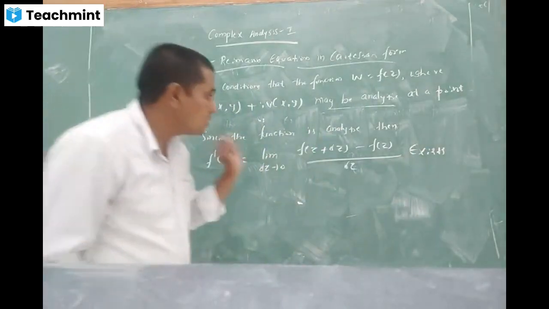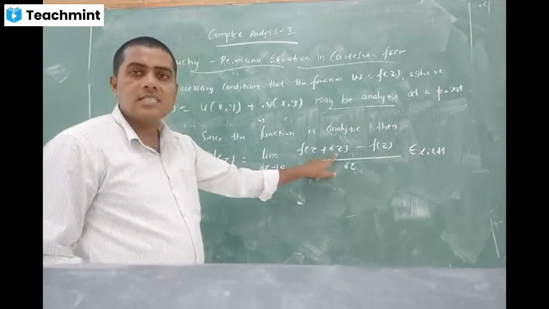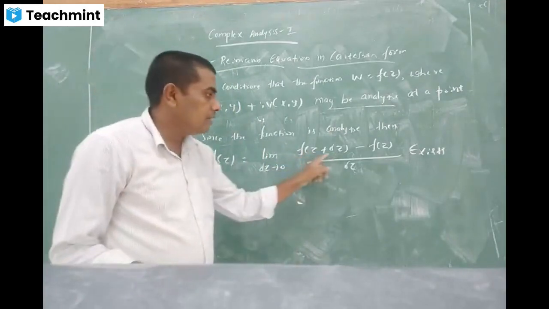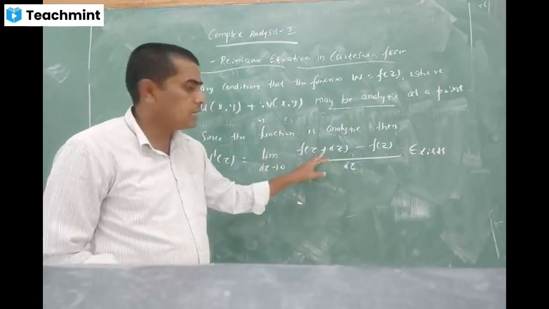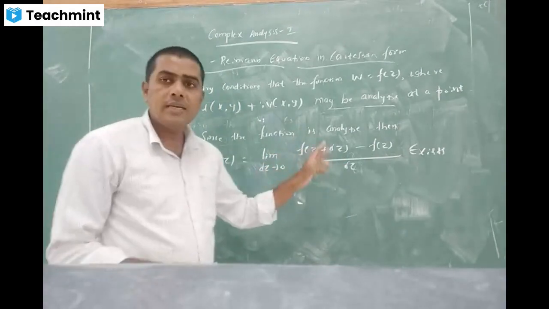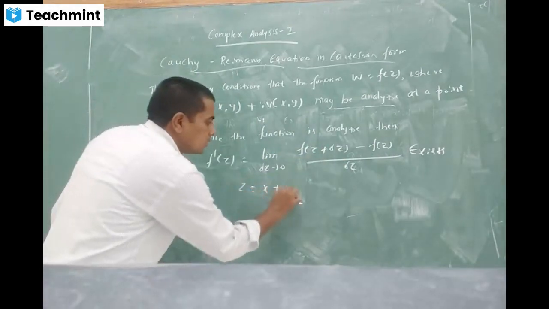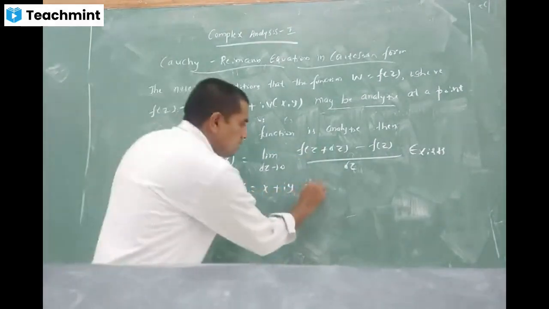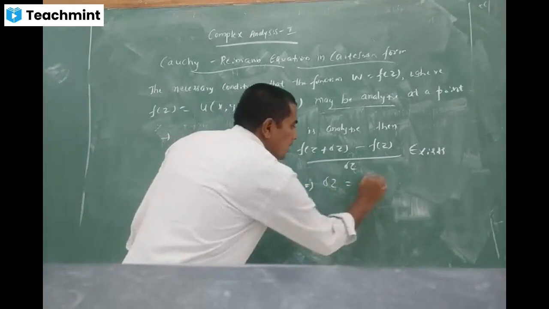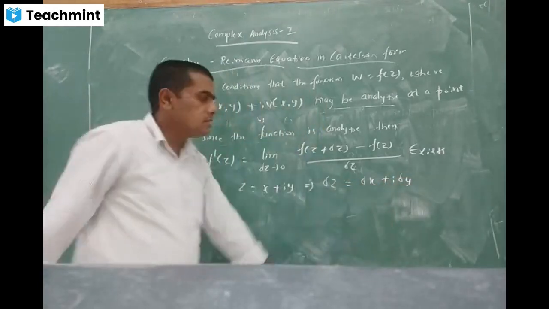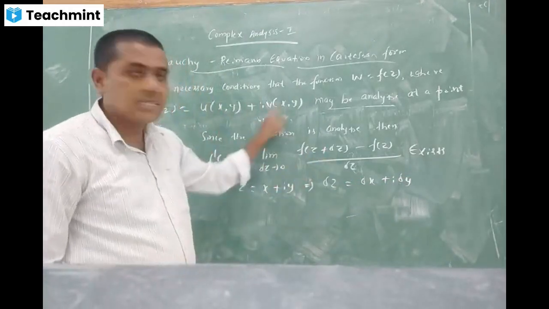So now, what is z and what is delta z? Already I said that z plus delta z is nothing but the increment in the value of z. Similarly, z is x plus iy, so z is x plus iy and delta z is delta x plus i into delta y. Delta x and delta y are nothing but the increments in x and y respectively.